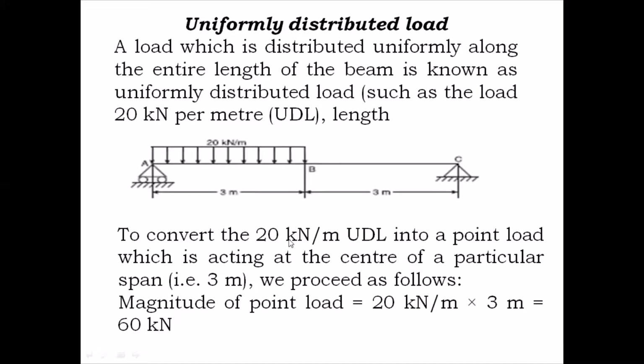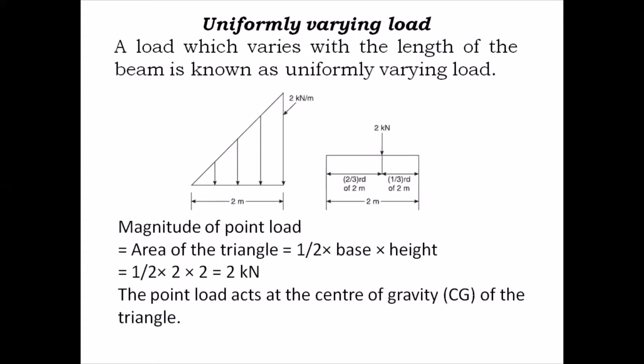To convert the 20 kilonewton per meter UDL into a point load acting at the center of the particular span, the magnitude will be 20 into 3, because it is 20 kilonewton per meter over a span of 3 meters. Okay. So the next type of load which we are going to discuss is the uniformly varying load. That was the uniformly distributed load; this is the uniformly varying load. Uniformly distributed means it is distributed uniformly. Here it is varying uniformly.